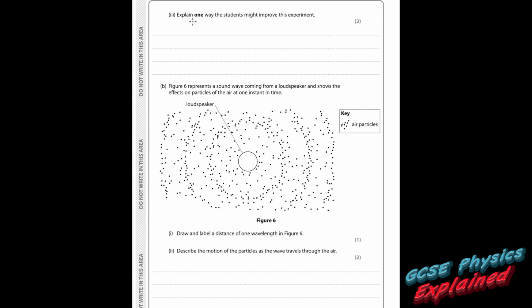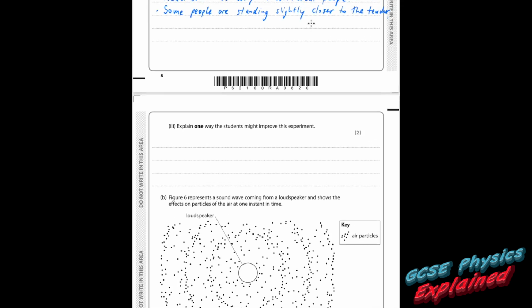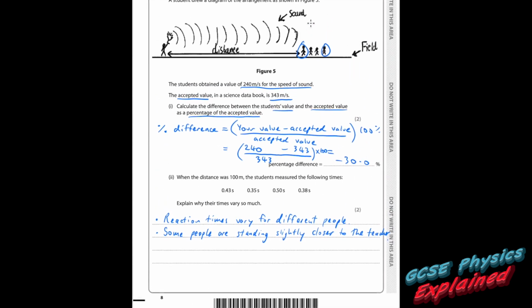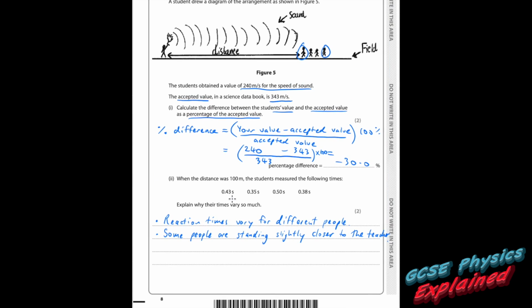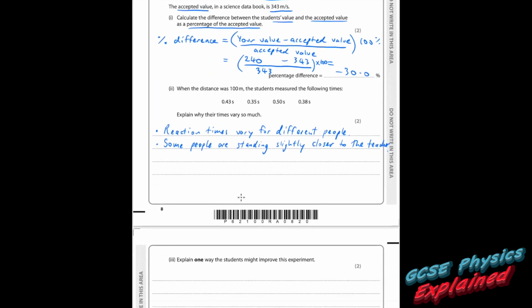Part 3. Explain one way the students might improve this experiment. Right, they're standing too close to the teacher. If that's the time, 0.43, they're standing far too close to the teacher. If they moved another few hundred metres away, that would give them more time to start the stopwatch and then to stop the stopwatch. So these times here are what we call comparable. They're about the same size as the human reaction time, which is a quarter of a second. So that's what the problem is.